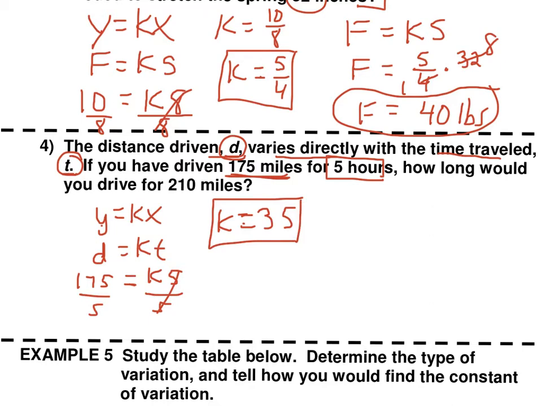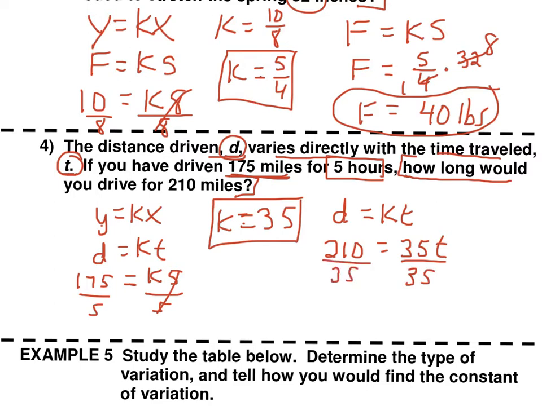Now, the second part of my problem says, how long would it take to drive 210 miles? So my formula is D equals KT. The distance is going to be 210 miles. That's the distance. How long would it take? That's the time that I'm looking for. So my K I know is 35, and then I have T. So this time I would divide by 35 to solve for T. So T is going to be equal to 6 hours. And that's how you solve it.